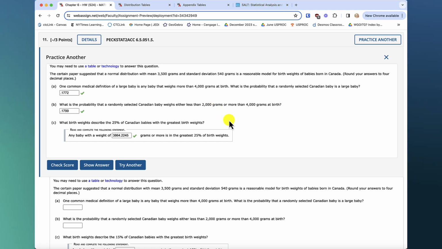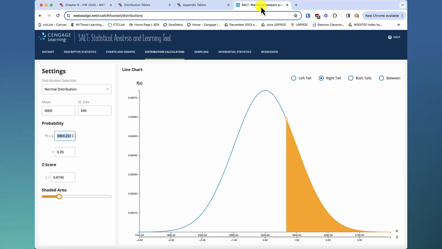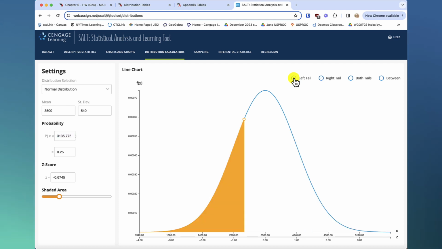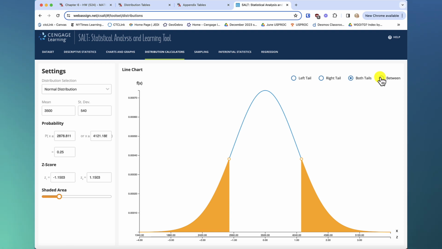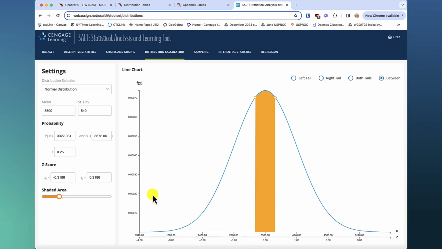So what I've shown you using SALT are 3 different typical questions that we use with a normal distribution. Some other questions that we didn't see that you might use are, what's the probability that a baby's weight is less than 2,900 grams? Or what's the probability that a baby's weight is between 3,300 and 3,600 grams? Yeah, I think that kind of covers it.